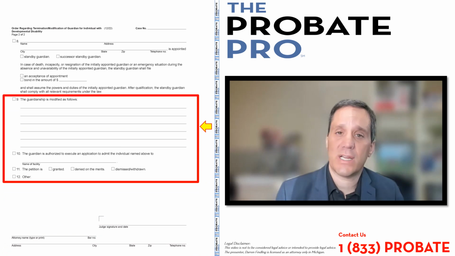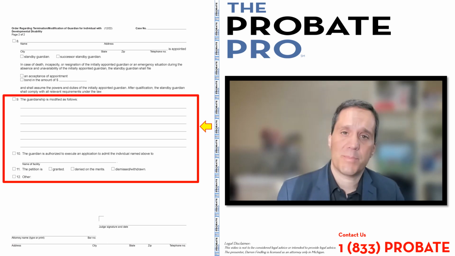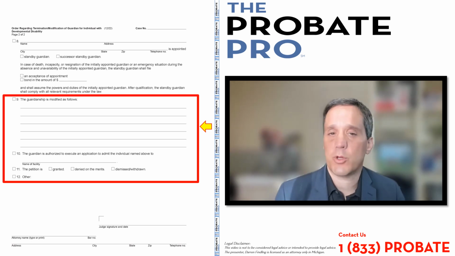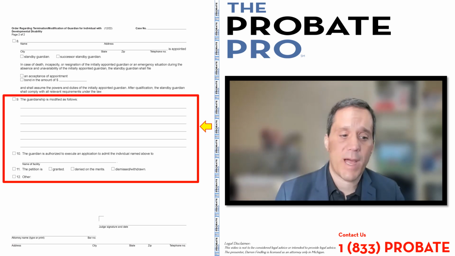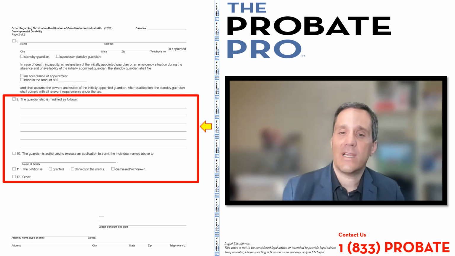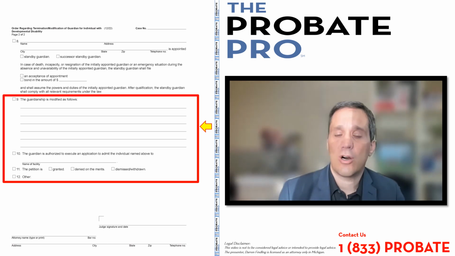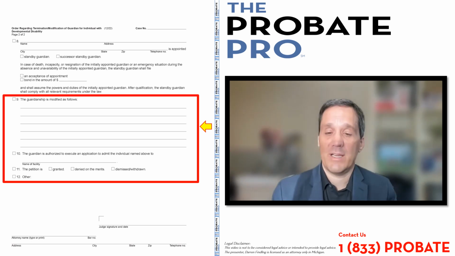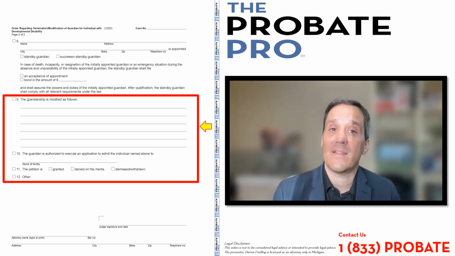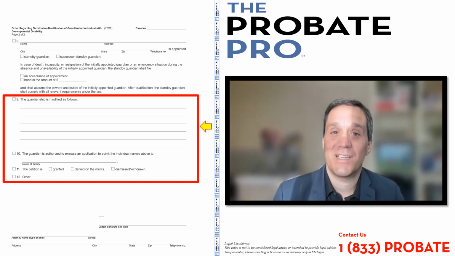In the bottom section, it gives a space in the event that the court is entering an order modifying the guardian's powers. That section under 9 can be checked, and it gives room for the court to identify the modifications of those powers. In addition, there's a provision that identifies that the guardian can do an application to admit the individual if those circumstances are appropriate. It also gives a very clear three checkboxes in 8 on whether the petition is granted, denied on the merits, or dismissed or withdrawn. And then a catch-all paragraph so that the court can fill in additional information.